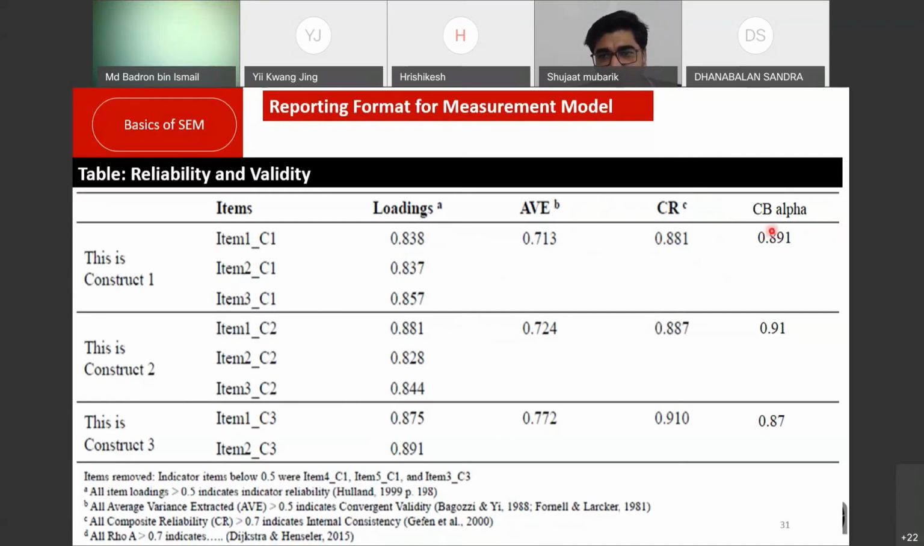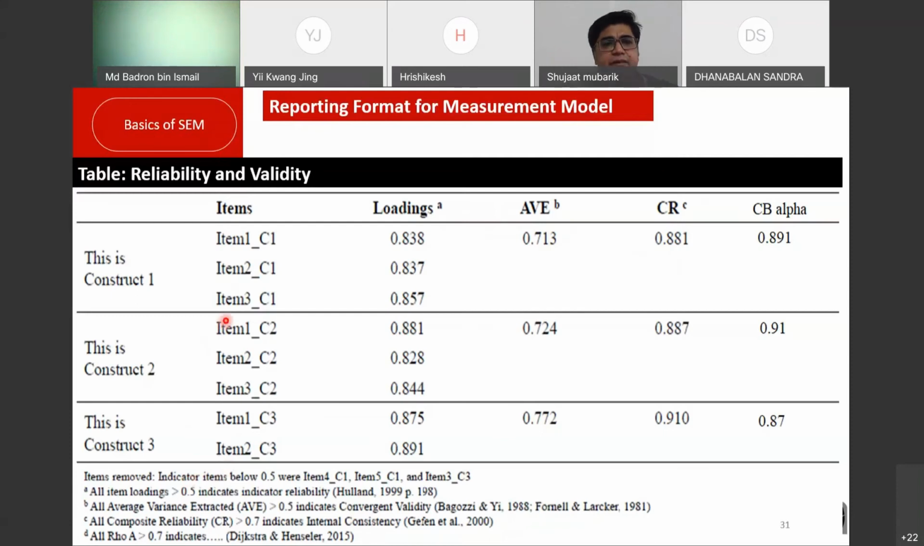Then there is a value of CB alpha, which should be around 0.70. So these are the 4 values: factor loadings, AVE, CR, and CB alpha, which are presented combined in one table. And a very interesting thing which you have to report is what were the items which you removed.